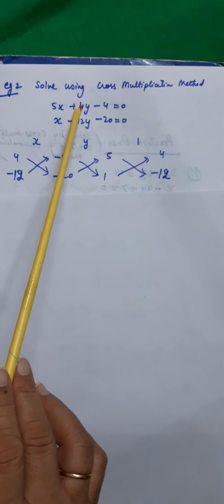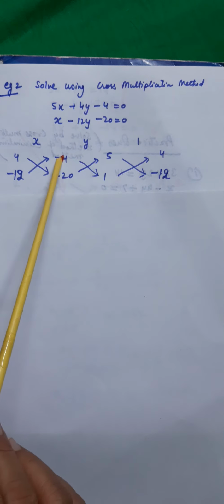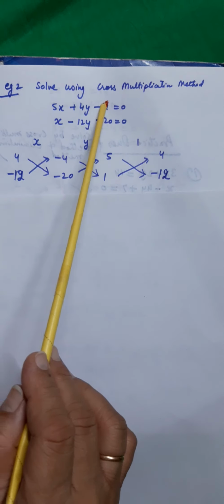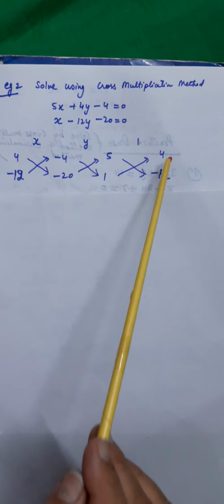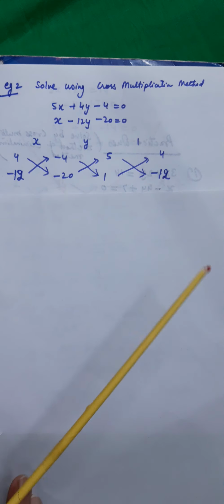Here we were having B1, B2. Here what is B1? 4. What is B2? Minus 12. Here C1, C2: minus 4 and minus 20. A1, A2: 5 and 1. B1, B2: 4 and minus 12.